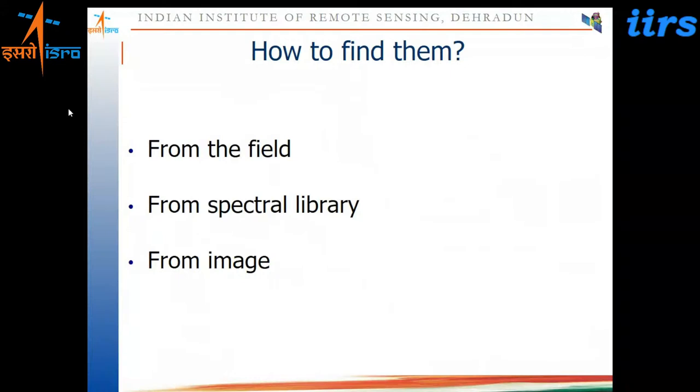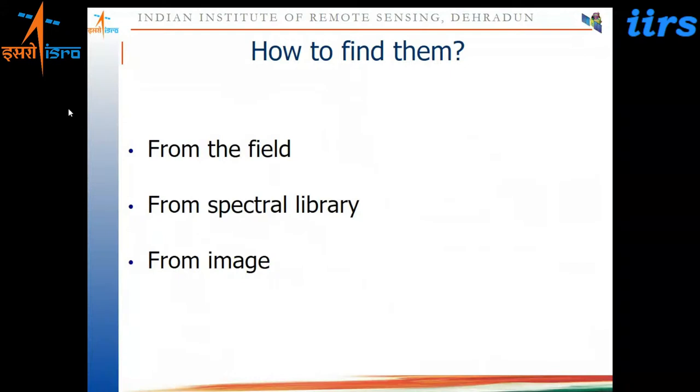But the best result will be obtained from either the image or from the field, because those spectral libraries have been prepared in ideal conditions, but when we are capturing the data, there are variations present because of the atmosphere and other features.